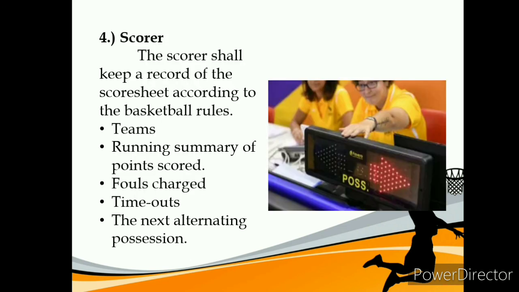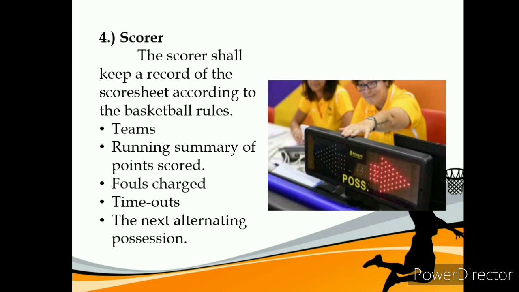The fourth one is the scorer. The scorer shall keep a record of the score sheet according to the basketball rules. As a part of the table officials, scorers are instructed to record the following: teams. Here, the scorer collects the names of each active player, including the substitute players of both teams. Next is the running summary of points scored. This talks about the field goals and free throw scores of a team.